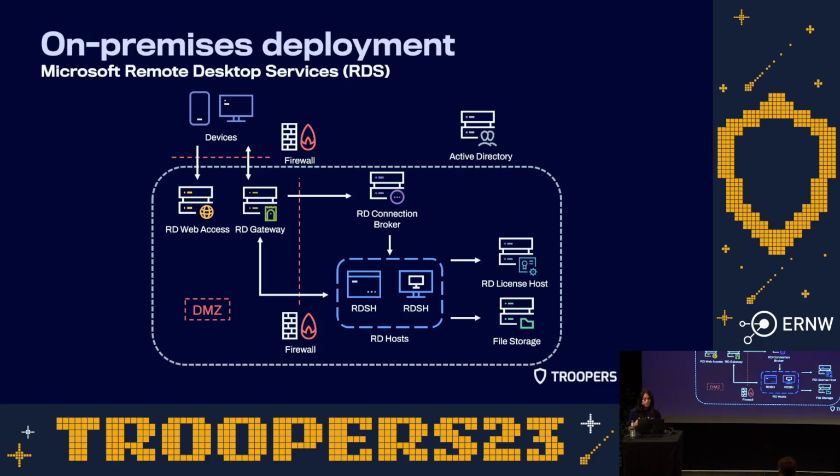And so this is what a typical on-premises RDS deployment looks like, with all of the parts we just mentioned. We have the public-facing roles, the RD web access and the RD gateway, in a DMZ because they are public-facing. We can see that the external devices only communicate with those servers. Then the RD gateway will either directly forward the connections to our session hosts or go via the connection broker. And all of this environment needs to be in an Active Directory domain since Windows Server 2012.